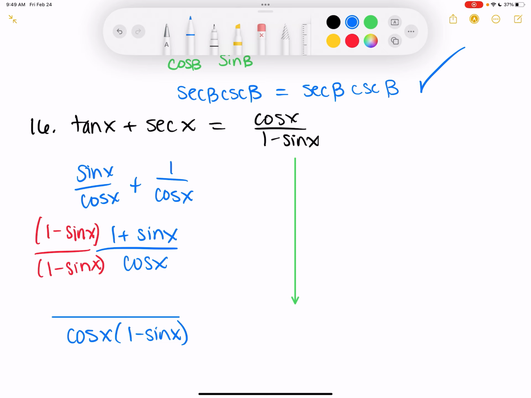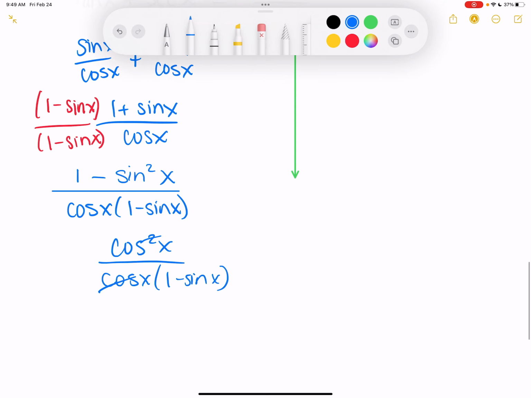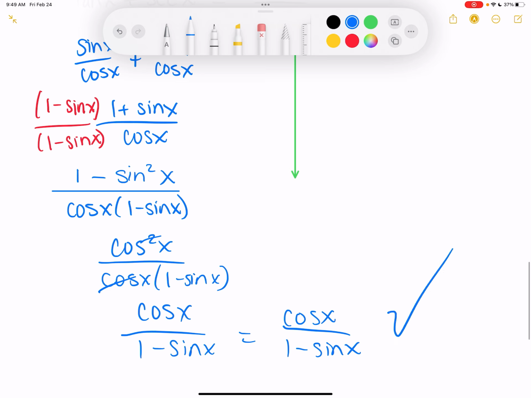All right, so then what is the top if it's a difference of squares? It's gonna be 1 minus sine x squared. Oh, I got it. 1 minus sine squared is cosine squared, which you can cancel out with the bottom cosine and one of the top ones, so then it is just cosine over 1 minus sine. Look at us go. We do be good.